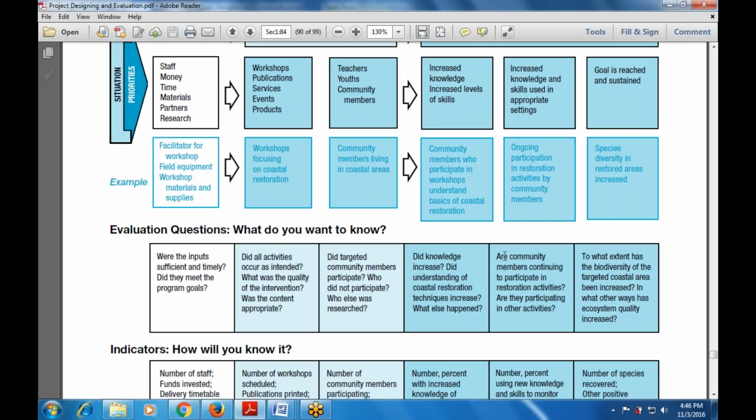What else happened? Are community members continuing to participate in the restoration activities? Are they participating in the other activities? Whatever the questions that will be used for the evaluation, these evaluation questions must be carried out with the data, with the increased knowledge of the data that will be available, or that will be used as a tool.